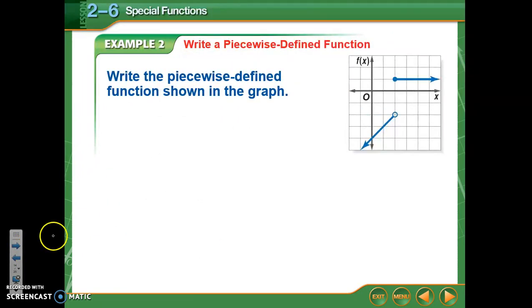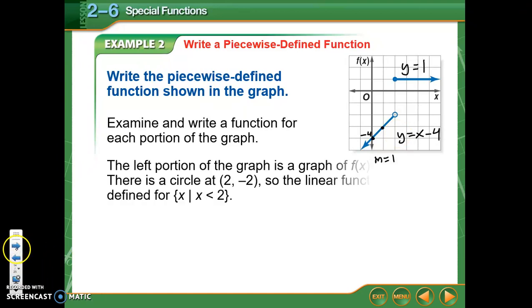All right, what we're going to do here is go from a graph and write our piecewise function. If we analyze this a little bit, this is a horizontal line, so I know it's going to be y equals, and it's 1 unit above the x-axis, so that's y equals 1. This other line has a y-intercept of negative 4, and it looks like it has a slope of 1. If I count from this point, I go up 1, right 1, up 1, right 1. So with a slope of 1 and a y-intercept of negative 4, this would be my equation.